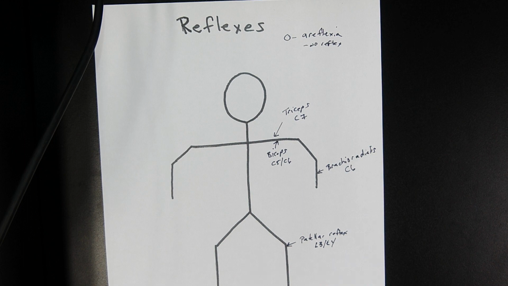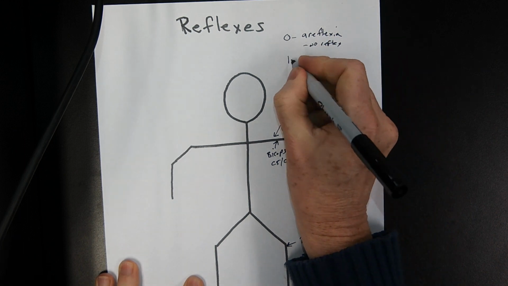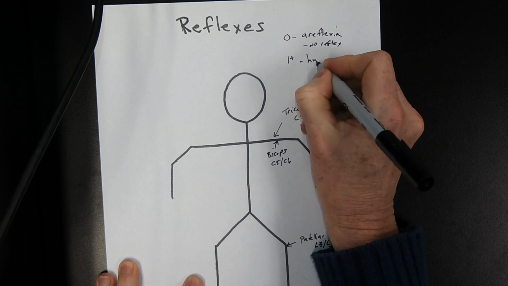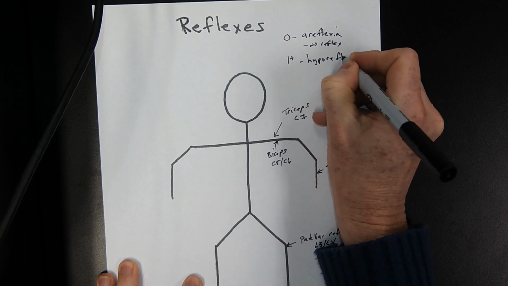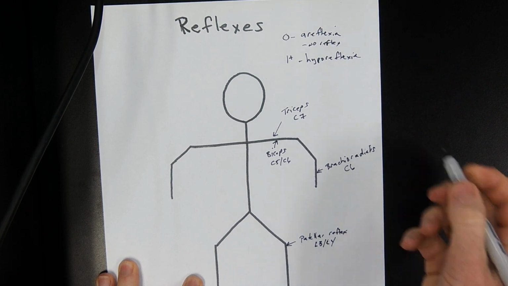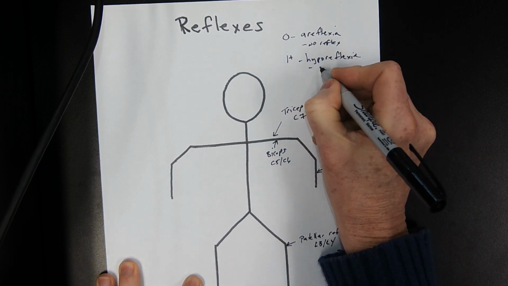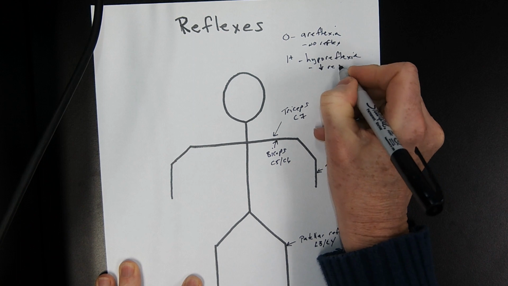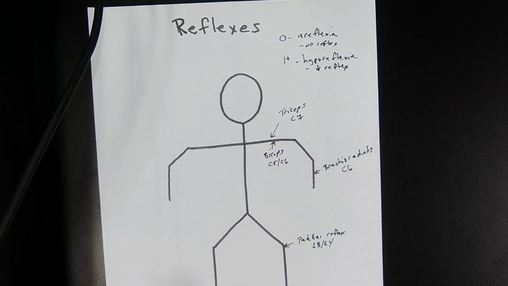Okay? The next one is going to be 1+, and that's known as hyporeflexia. And that's defined as just a decreased reflex response. So the same situation, I go to check somebody's reflexes with a hammer, and on one side they give me a normal response, on the other side it's just a little bit. That would be called a 1+ or hyporeflexia. Okay, so in order to get that number, I'd have to be checking both sides.